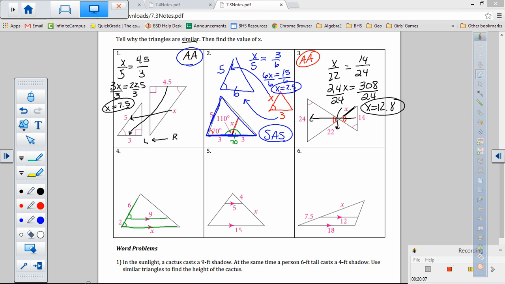If I took the top triangle and just kept sliding it down and sliding it down and sliding it down until it sat exactly over this one, those two angles would be exactly the same. These two angles would be exactly the same, and they already share the vertex angle. So it's really, really easy for us to see these two triangles are similar by angle-angle similarity.